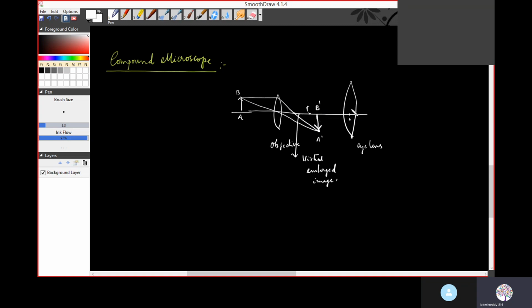The first lens forms an image, and this image serves as the object for the eye lens. Now you can write that the focal length of the eye lens is greater than the focal length of the objective, and the diameter of the eye lens is greater than the diameter of the objective.